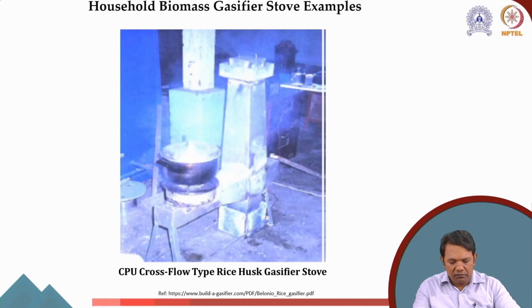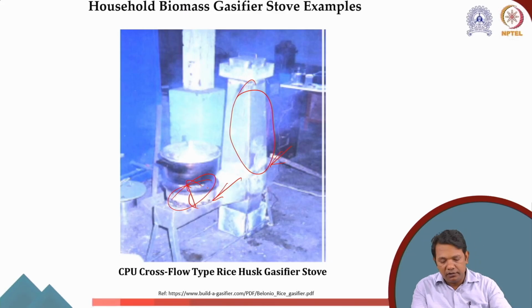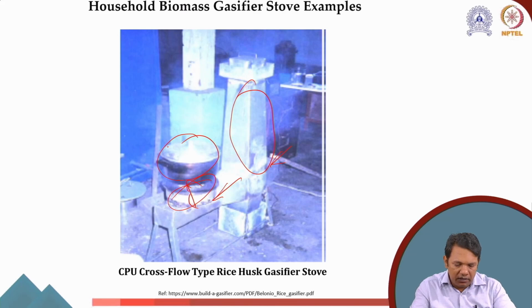This is another CPU cross flow type rice husk gasifier stove. You can see here this is the gasification unit. I have my biomass here. I am giving the air supply. Here the gas is coming, and then this is a burner where you burn it, and then you cook whatever. It appears to me like a fry pan or maybe a gas cooker that can be used to cook.